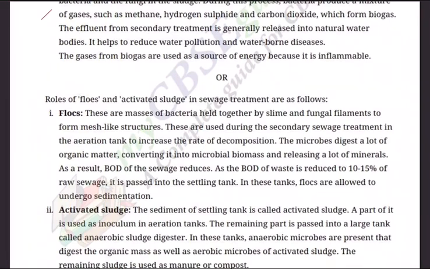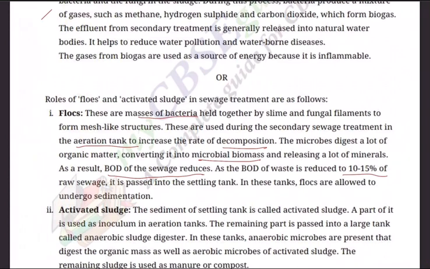And of course you got a choice. List the events that reduce the BOD, biological oxygen demand, of a primary effluent during sewage treatment. So the role of flocs and activated sludge in sewage treatment are: flocs are masses of bacteria held together by slime and fungal filaments to form mesh-like structures. These are used during the secondary sewage treatment in the aeration tank to increase the rate of decomposition. The microbes digest a lot of organic matter, converting it into microbial biomass and releasing a lot of minerals. As a result, the BOD of the sewage reduces.